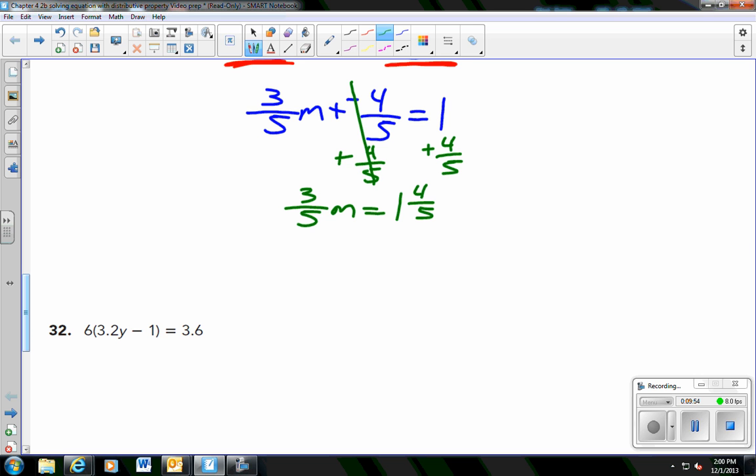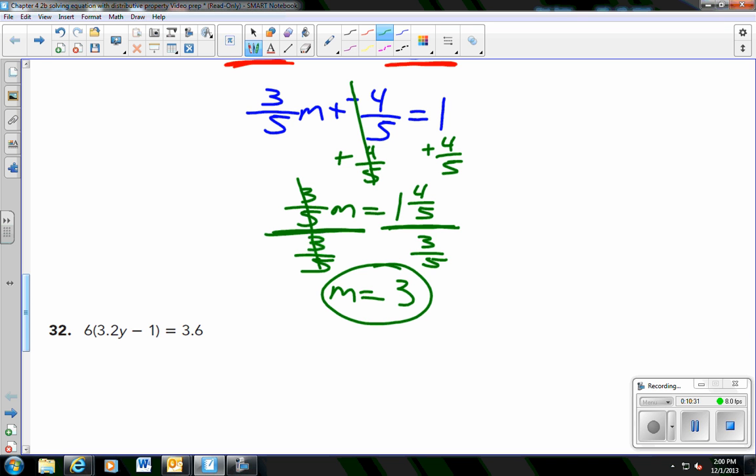Now we've got to get rid of the 3/5 that is attached to the m, and it's multiplying the m. So to get rid of a multiplying 3/5, we would divide by 3/5. That big fraction bar here means we're dividing, top divided by the bottom, and then we have to divide the right side by 3/5. These 3/5 cancel each other out because they equal 1, and m equals, and then you can use your calculator. Again, fractions, you would type in 1 ABC 4 ABC 5 divided by 3 ABC 5 into your calculator, and you would get 3. So m equals 3.